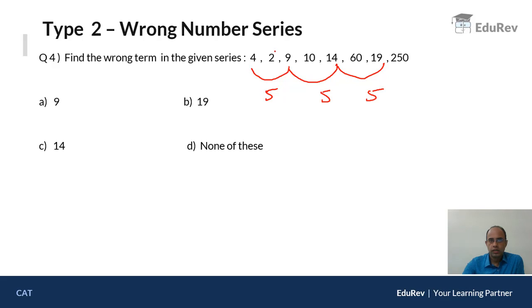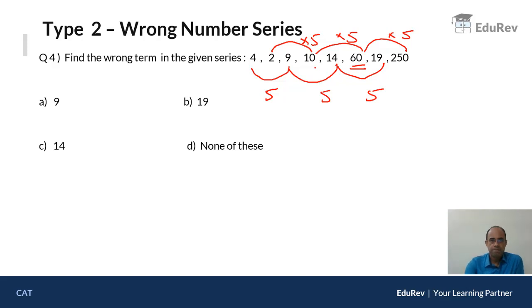Now, what's here? 2 and 10. Either I can say the difference is 8, but the next term is 60. So the difference doesn't work, it should be a product. 2 into 5 is 10. So 10 into 5 should be ideally 50. And 50 into 5 is 250. Therefore, 60 was wrongly placed.